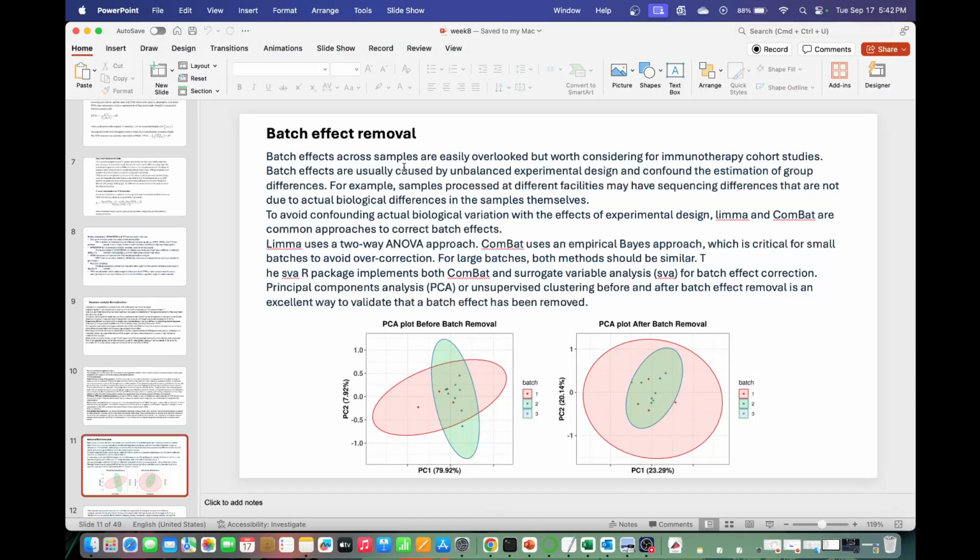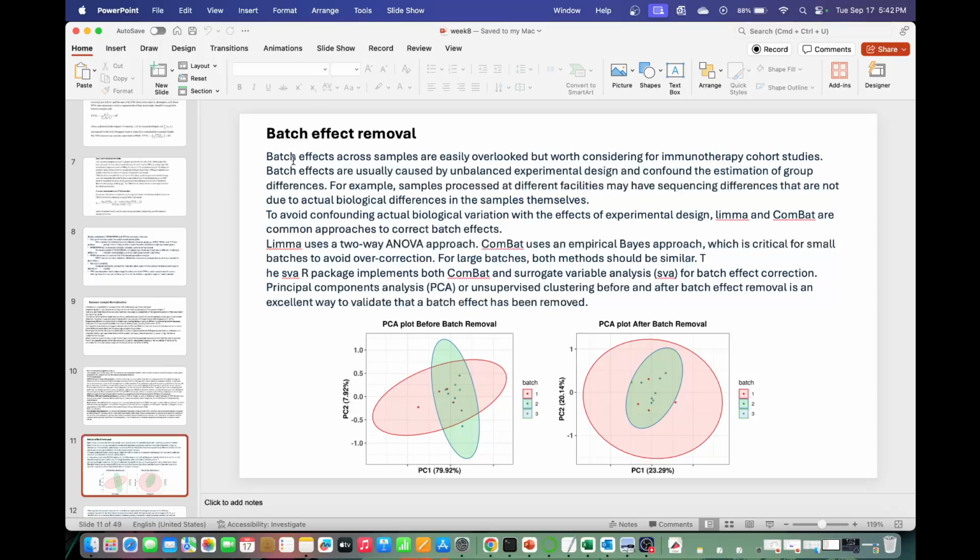Batch effects across samples are easily overlooked but worth considering for cohort studies like immunotherapy. Batch effects are usually caused by unbalanced experimental design and confound the estimation of group differences. So there are clear differences between these two groups at the gene expression level, but biologically maybe there is not that much difference between the two groups. That is where you can estimate that there is a batch effect, and you need to remove it.